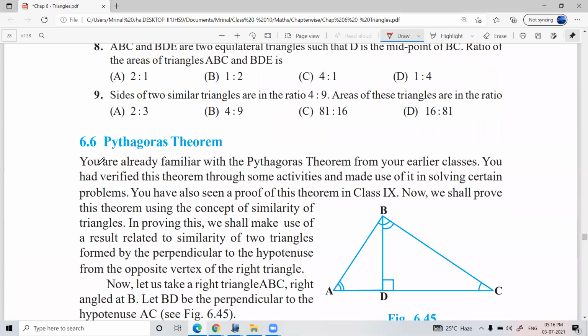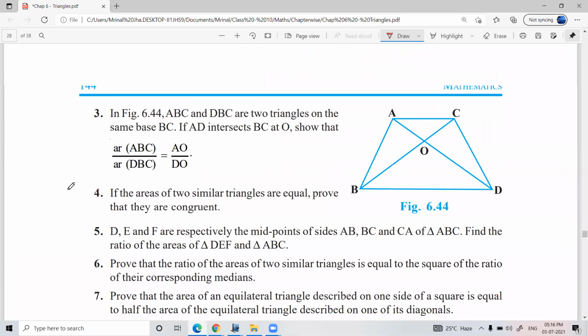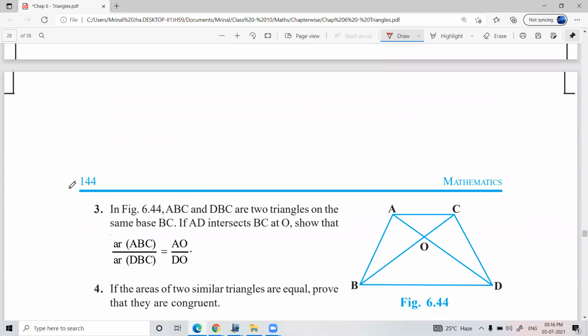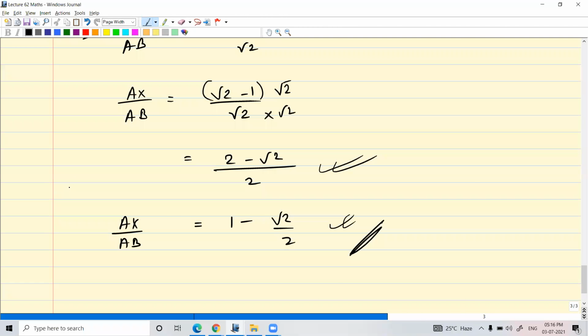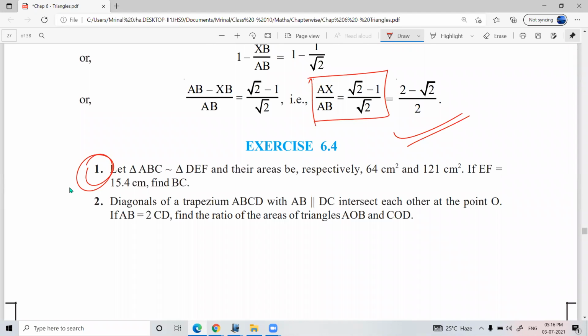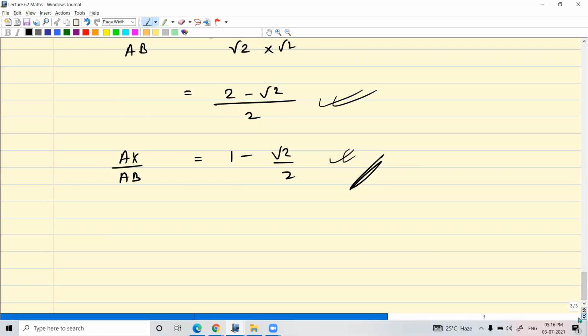So now we have to work on exercise 6.4. We'll start that tomorrow. But you people have this test. Everyone knows this first question. Do you need help with this one? Anyone? Sir, I want, sir. Okay, so let's solve that question. Let's take some extra time today.